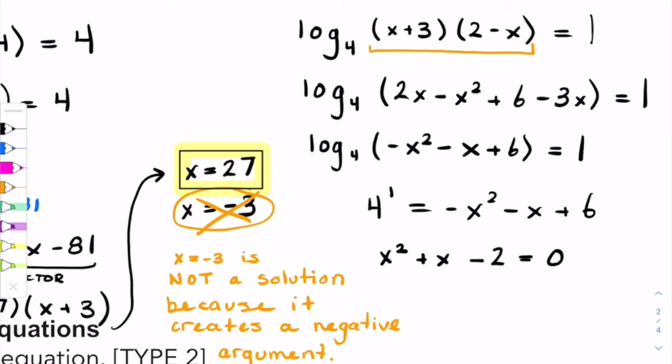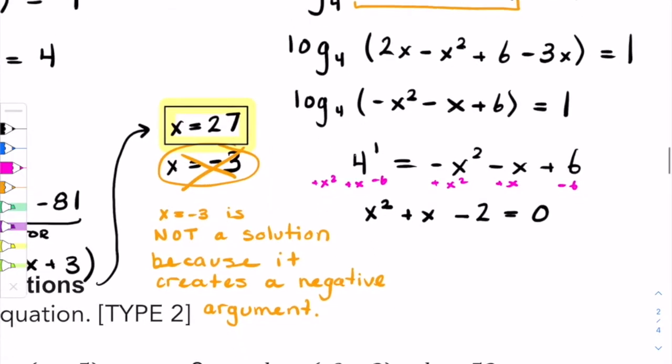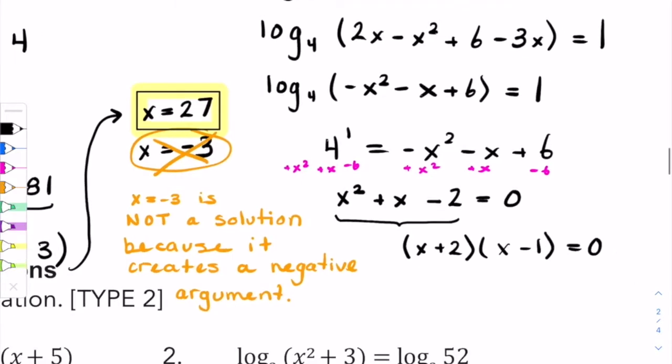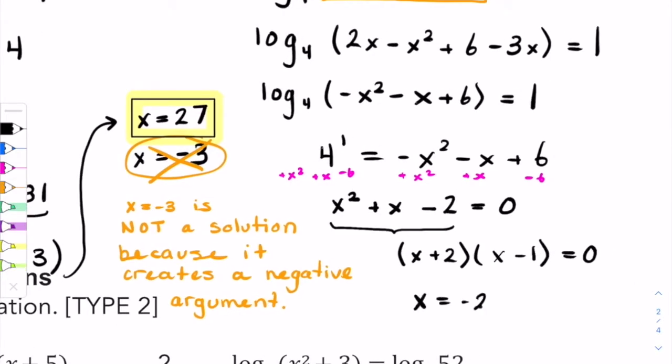So if you're wondering what I just did there, I added x squared to both sides, I added x to both sides, and I subtracted 6 from both sides. Now I can factor this expression, and factoring that gives me x plus 2 times x minus 1. Solve for this, you have a solution of negative 2, and you have a solution of positive 1.